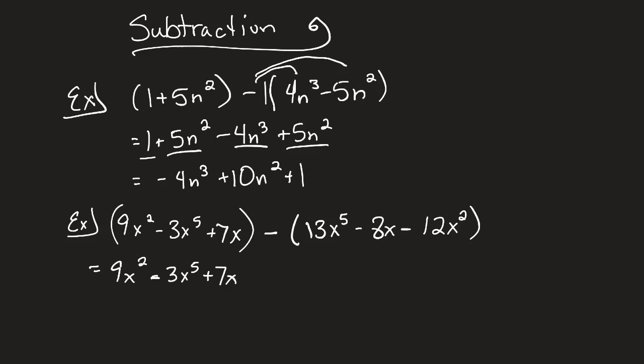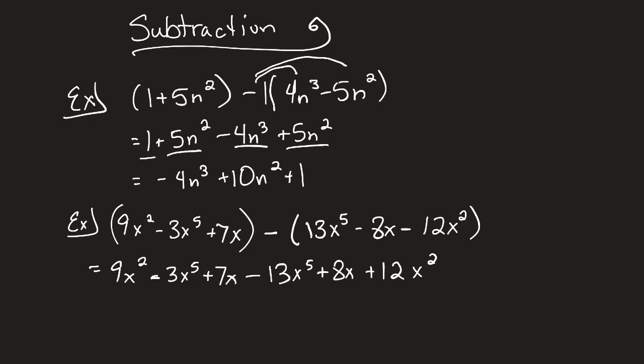But then our second polynomial, because we're subtracting it, will change the signs of every single term because it's the same thing as multiplying by negative 1. So our minus all of 13x to the fifth minus 8x minus 12x squared becomes minus 13x to the fifth plus 8x plus 12x squared once we distribute that negative.